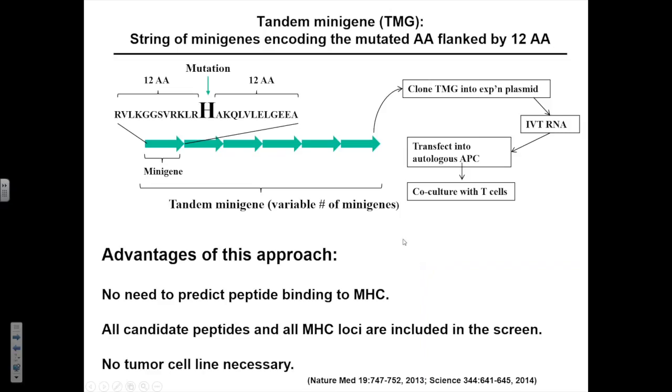What we then do is connect all of these 25-mer mini-genes together into what we call a tandem mini-gene. We do this with the DNA sequence. So we have each mini-gene connected one to the other, each one encoding a 25-mer peptide. We convert that to RNA, in vitro transcribe, and put it into the patient's own antigen-presenting cell. So there are no predictions involved in this.